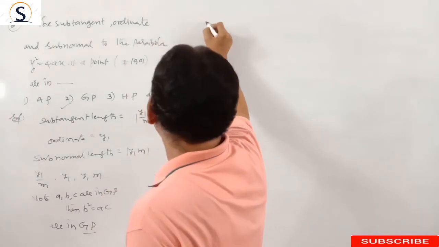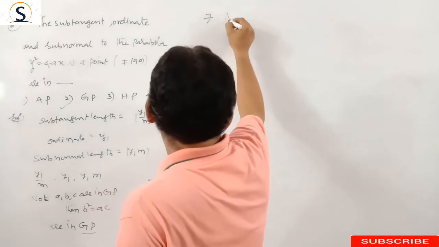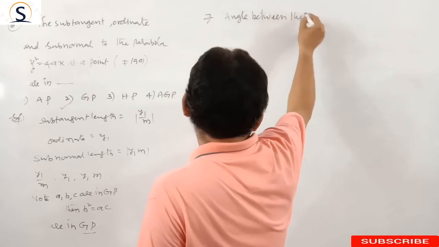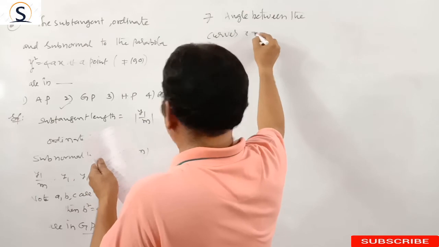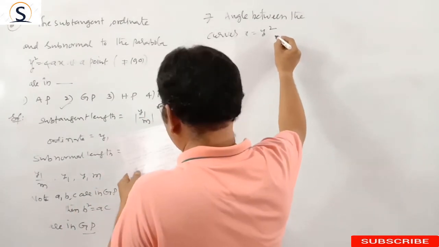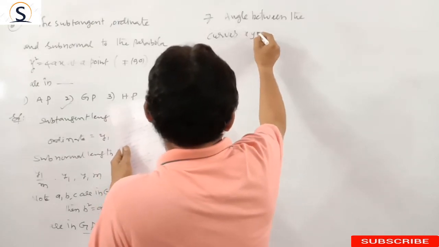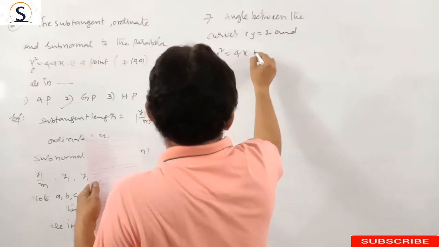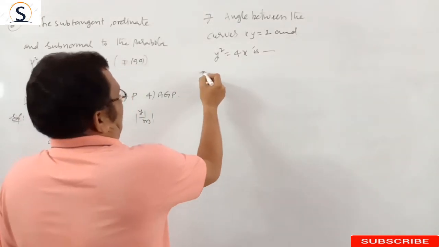Next, the seventh question is the angle between the curves. The curves are xy is equal to 2 and y square is equal to 4x. What is the angle between these two curves?